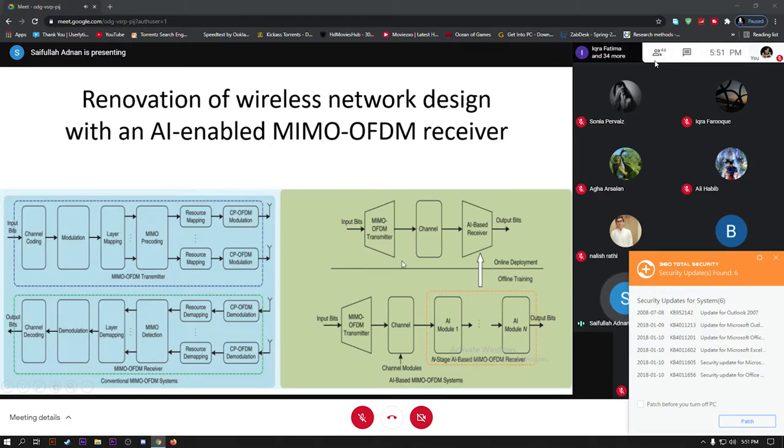In 6G technology, at the transmitter we can transmit the signal using the MIMO OFDM system. However, the receiver could be based on AI, an artificial intelligence receiver. If any of you wants to work on the receiver side, you can use AI technology to detect the signal, to estimate the channel, and to remove interference. So it requires an AI-based model.